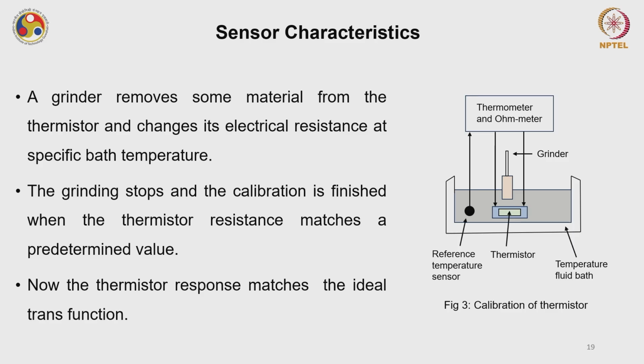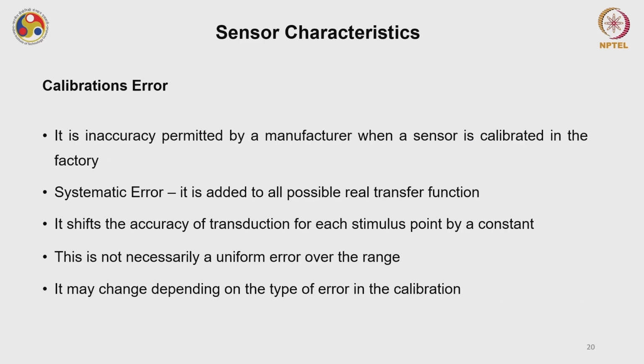A grinder is used to remove some of the material from the thermistor, and due to this removal, there is a change in its electrical resistance at a specific bath temperature. The grinding stops and the calibration is finished when the thermistor resistance matches a predetermined value. Now the thermistor response matches the ideal transfer function. So by this invasive method of calibration, I can calibrate my thermistor. Similarly, there can be other reference standards for other sensors. I hope that calibration is clear to you.